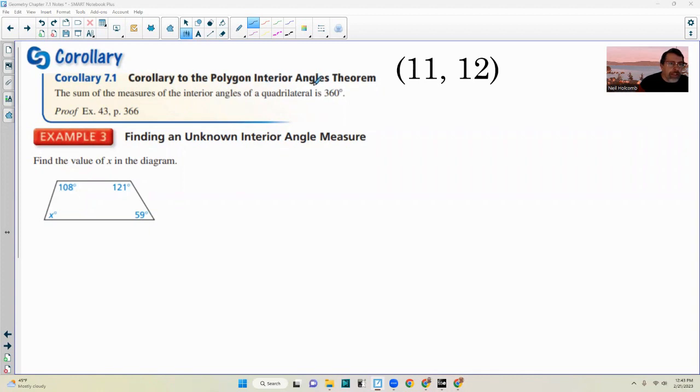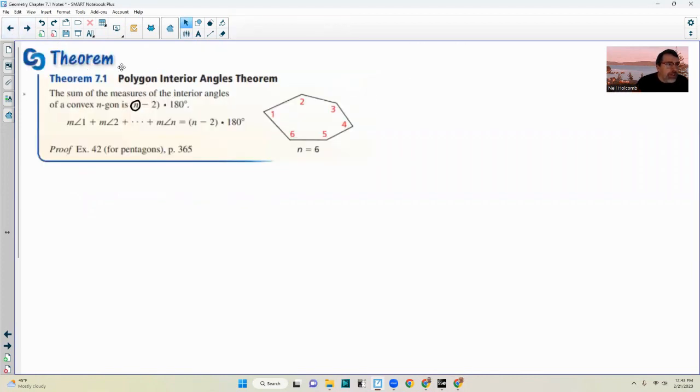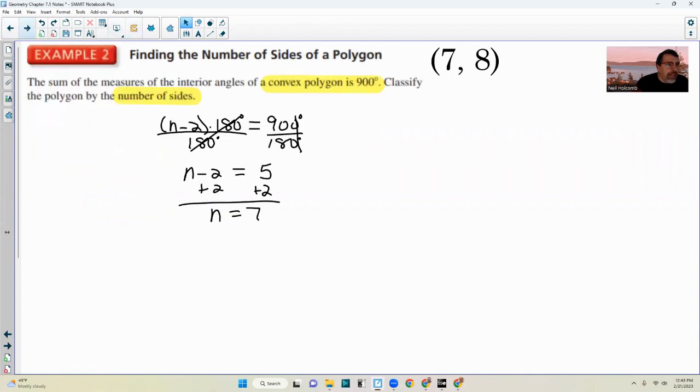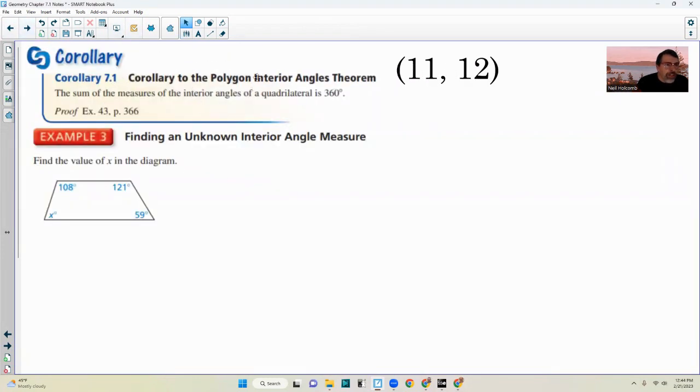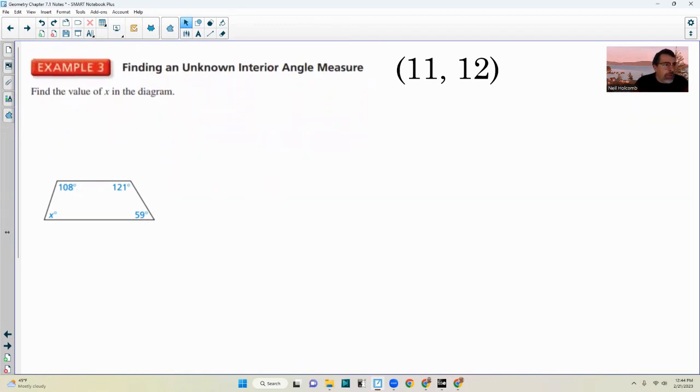All right, Corollary 7.1. Corollary to the Polygon Interior Angles Theorem: the sum of the measures of the interior angles of a quadrilateral is 360 degrees. So I've already explained that to you with the rectangle or the square and that previous theorem. And what was that theorem called? Theorem 7.1, Polygon Interior Angles Theorem. And a corollary to that, once you know a theorem and you can obviously state something from it, that's what a corollary is. A corollary to the Polygon Interior Angles Theorem just says that the sum of the measures of the interior angles of a 4-sided figure, a quadrilateral, is 360 degrees. Okay, so let's get that out of the way and take a look at problem number 3.